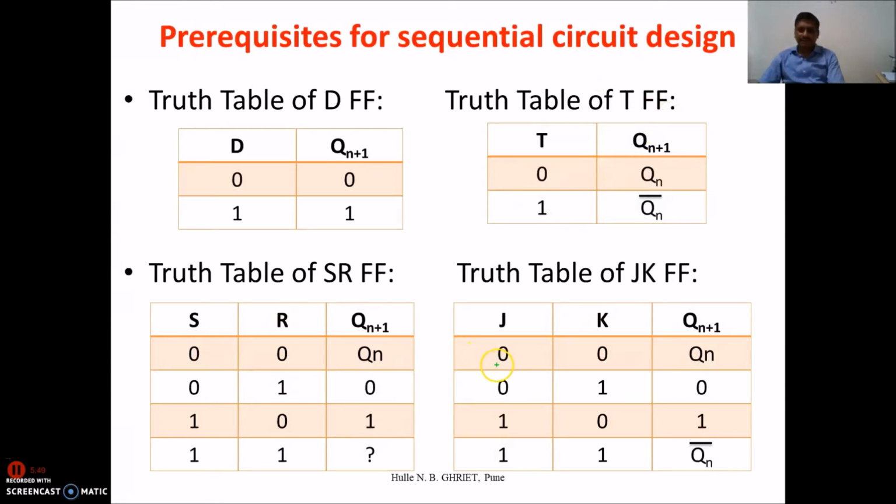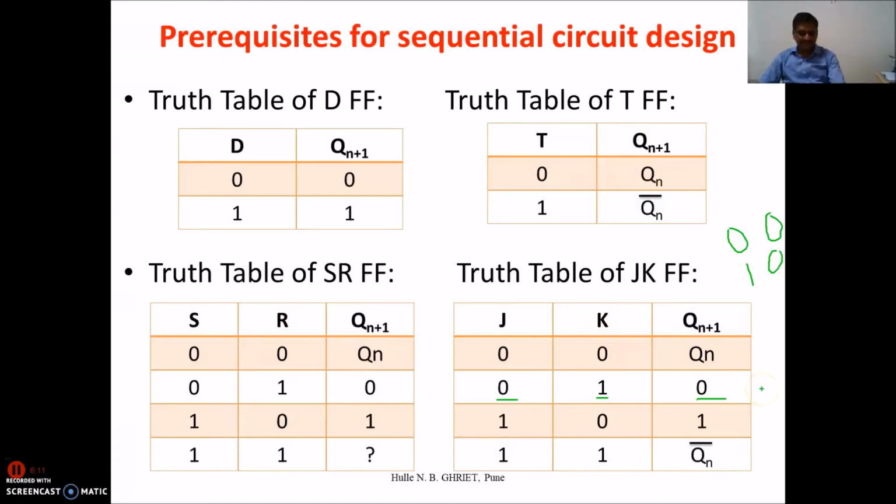For the JK flip-flop, for 0 0 input, J is 0 and K is 0, in this particular case there is no change in the state, that is Qn plus 1, the next state, is the same as the previous state. If the previous state is 0, the next state will be 0, and if the previous state is 1, the next state will be 1. Whenever we apply the input 0 1, its next state will be 0, independent of the previous state. The previous state may be 0, in that case the next state will be 0, and if the previous state is 1, the next state is also 0, because independent of the previous state, its next state will be 0.